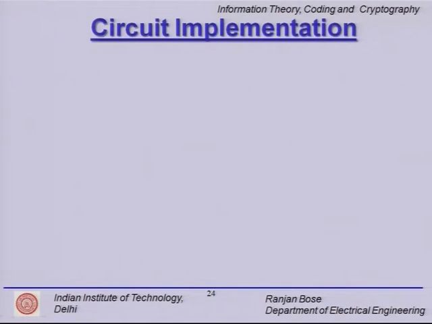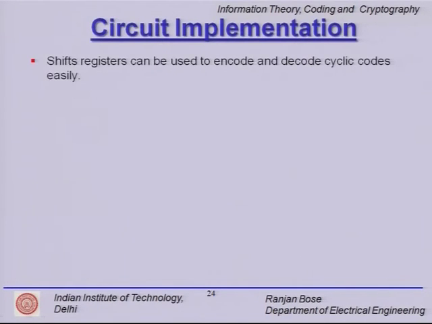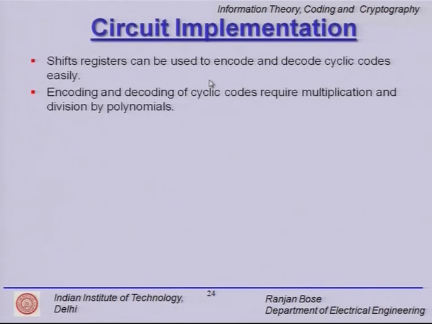Now we come to a very important selling feature of cyclic codes, which is that they are very amenable to circuit implementation. Shift registers can be used very easily to encode and decode cyclic codes. So what is encoding and decoding of cyclic codes? Well, we already have a polynomial representation. All we have to know is how to represent polynomials and put them in shift registers, and then how to multiply, which actually comes from FIR circuit theory.